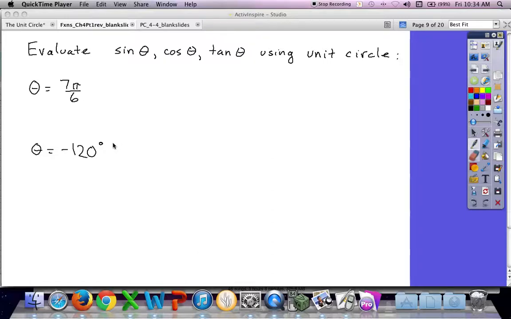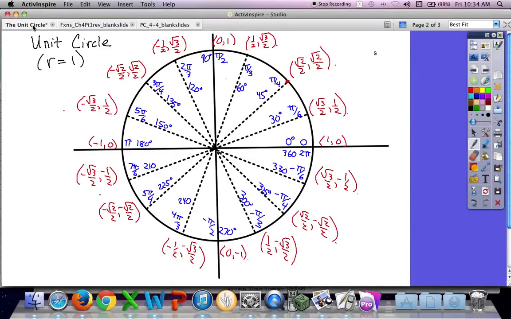Right. Evaluate the sine and the cosine and the tangent using the unit circle for these angles. Okay, so 7 pi over 6. If I was looking at the unit circle, how would I find the sine and the cosine?